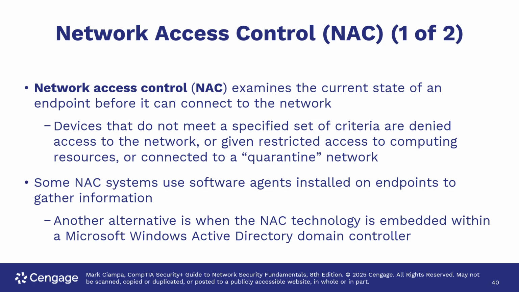Network access control examines the current state of an endpoint before it can connect to the network. So that's your devices. The devices that do not meet a specific set of criteria are denied access to that network, or given restricted access to computing resources, or connected to a quote-unquote quarantine network. An example would be at hotels. When you join their local network, you're given restricted access to just look at hotels, maybe flights, and in some cases you have to be authorized to go out to the internet.